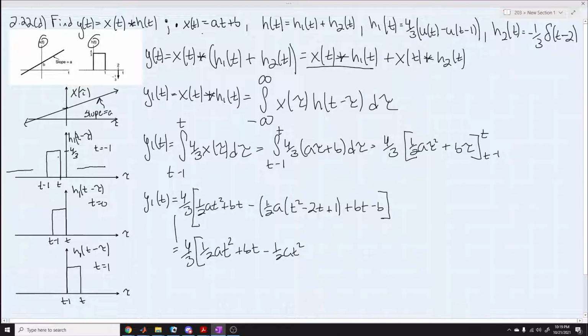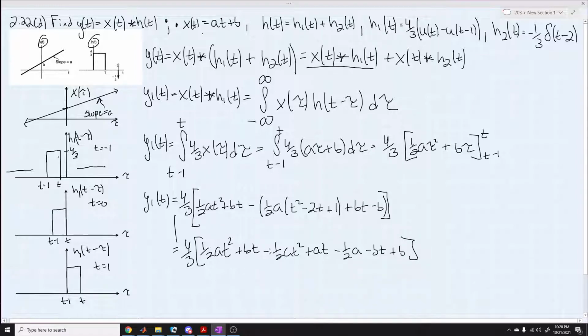And now we have 1/2 times a times negative 2t. So that would be a negative at, with this negative sign up front, so that becomes a positive at. And then 1/2 times a times 1 with a negative sign up front, so we get 1/2 of a. And now that should have been parentheses there too. And then minus bt, and then plus b.